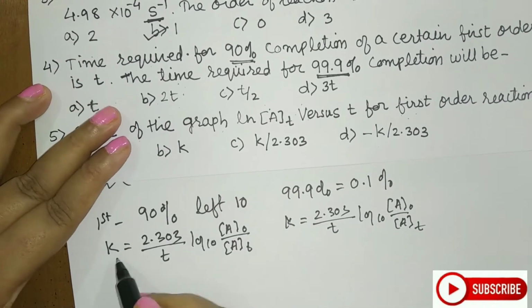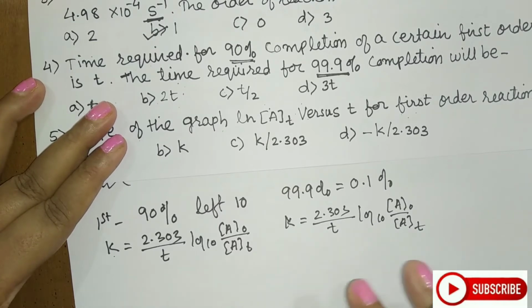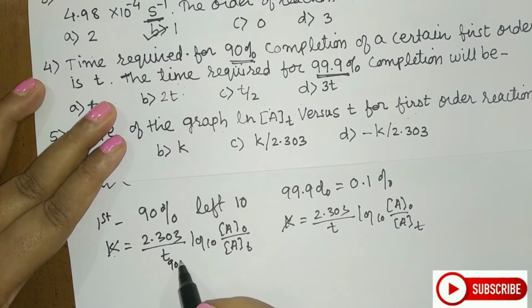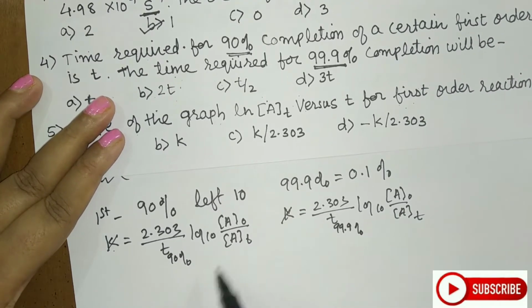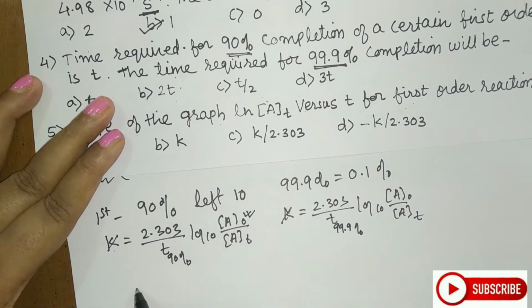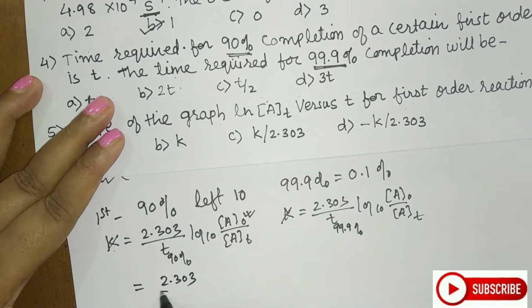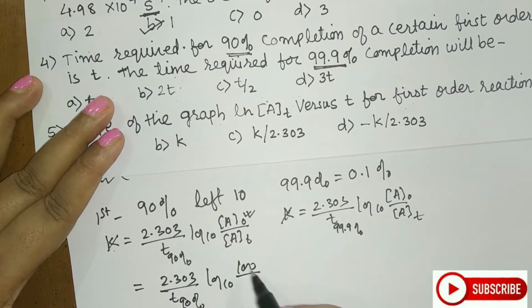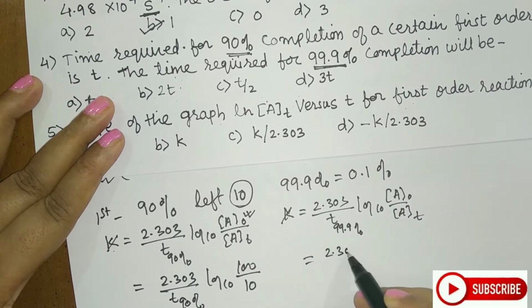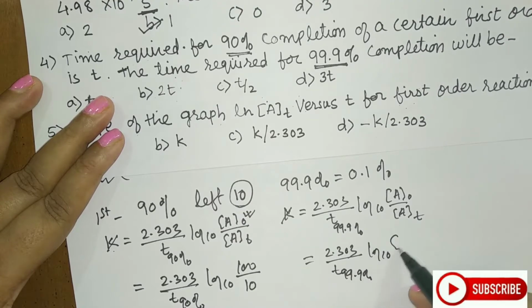Now students, I will take it as k and k. As the reaction is same, this k and k will get cancelled. It will become 1 because we want the ratio. Now this is for 90% and this is for 99.9%. So what will happen, student? This initial is 100. So let us substitute. So 2.303 upon t 90%, log to the base 10 of 100 by, now how much is left is 10. What will this become? 2.303 upon t 99.9%, log to the base 10 of A0.